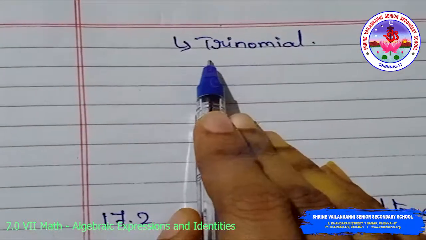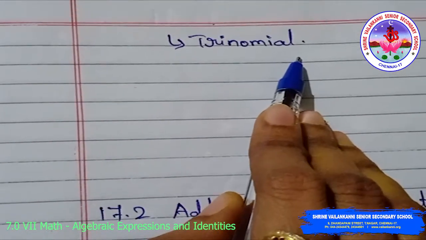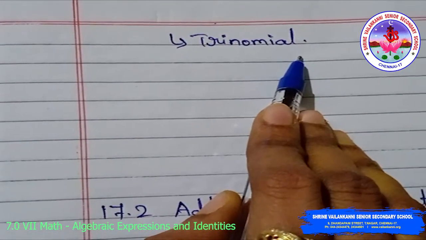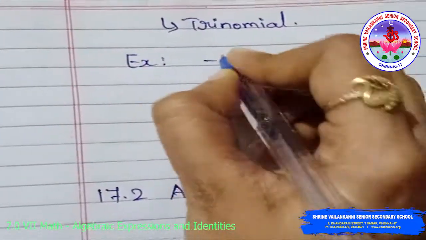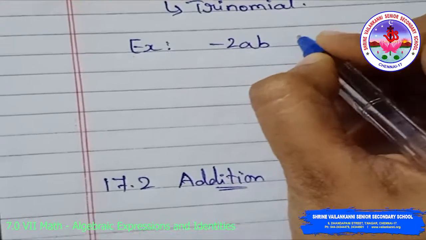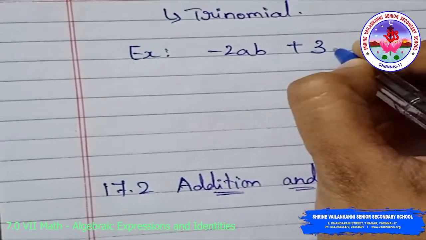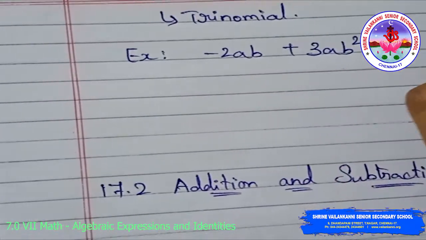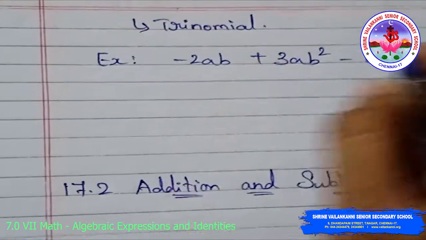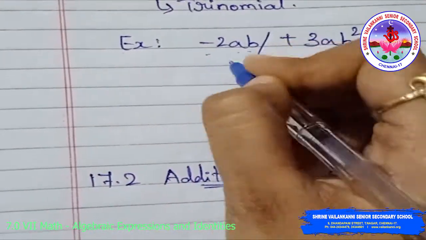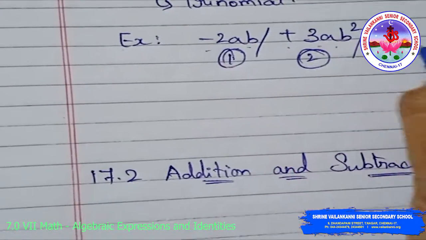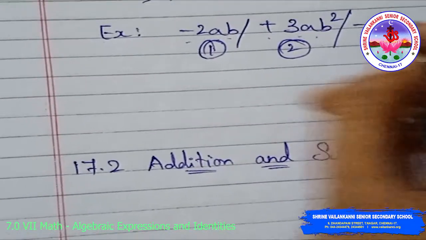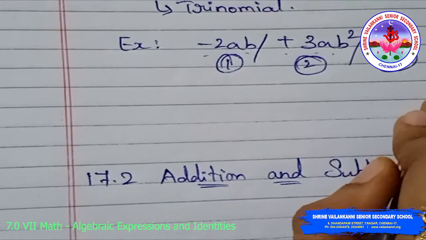The next one is trinomial. An algebraic expression containing three terms is called a trinomial. For example, negative 2ab plus 3ab squared minus 6. Here negative 2ab is one term, positive 3ab squared is a second term, negative 6 is a third term. So a trinomial has three terms.